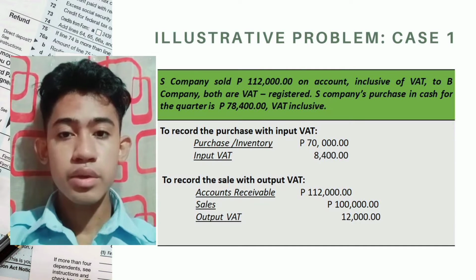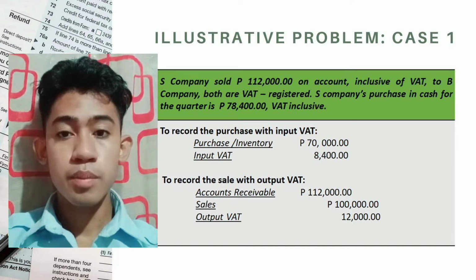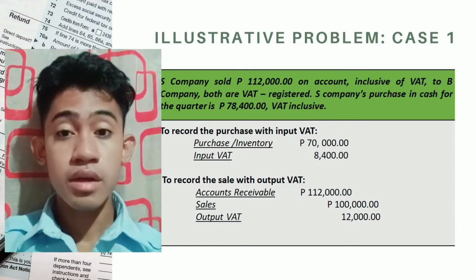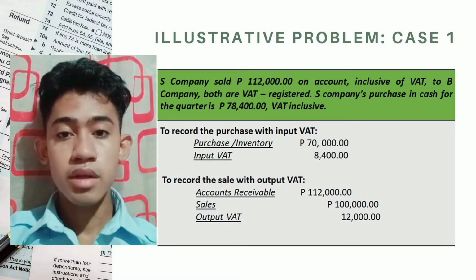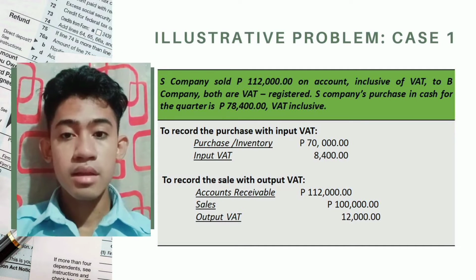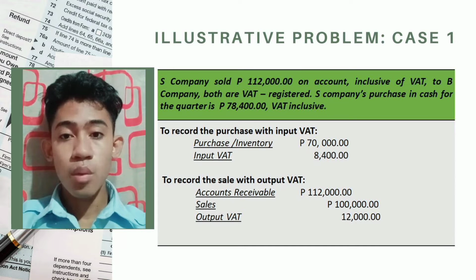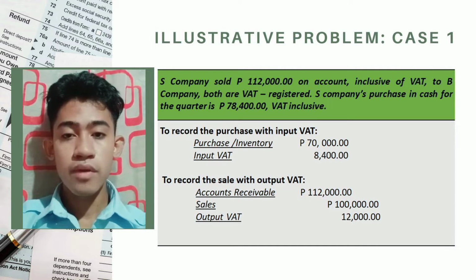So the journal entry to record the purchase with input VAT is we debit purchases or inventories 70,000 and debit input VAT 8,400, and we credit cash 78,400. To record the sale with output VAT, debit accounts receivable 112,000, credit sale 100,000 and credit output VAT 12,000.